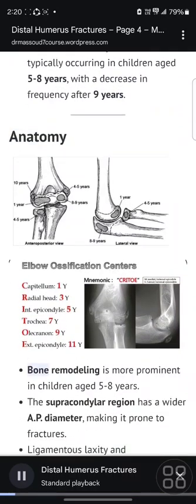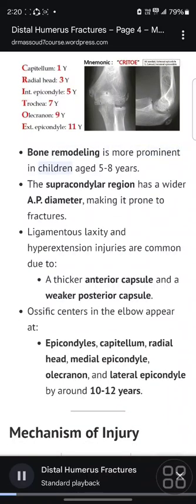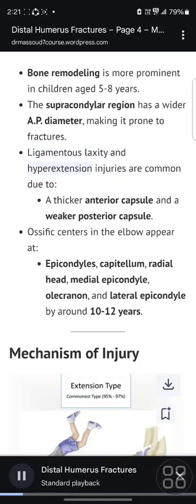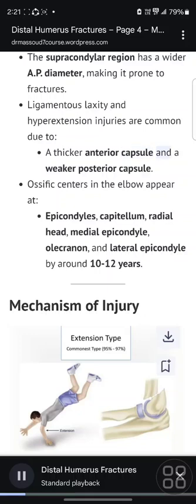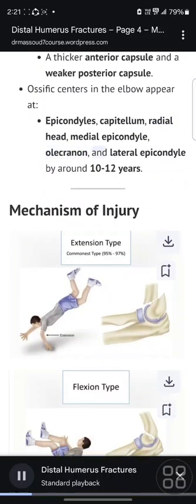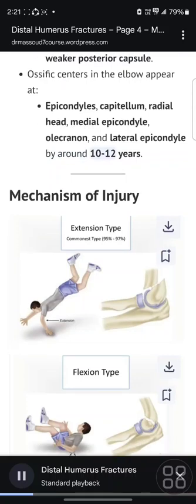Anatomy. Bone remodeling is more prominent in children aged 5 to 8 years. The supracondylar region has a wider AP diameter, making it prone to fractures. Ligamentous laxity and hyperextension injuries are common due to a thicker anterior capsule and a weaker posterior capsule. Ossific centers in the elbow appear at epicondyles, capitellum, radial head, medial epicondyle, olecranon, and lateral epicondyle by around 10 to 12 years.